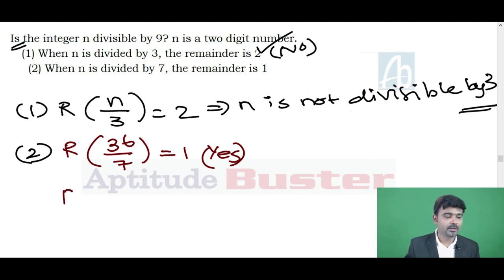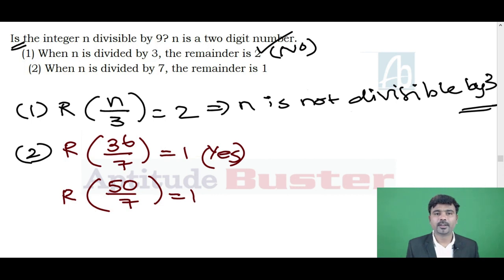Next, I will take one more case. 50 divided by 7, the remainder is 1. Okay, I need to check whether 50 is divisible by 9 or not. 50 is not divisible by 9. In this case, the answer is no. Okay, sometimes yes, sometimes no. The second statement is not sufficient to say a definite yes or definite no. So the second statement is not sufficient. So the answer for this question, the option choice, is A.